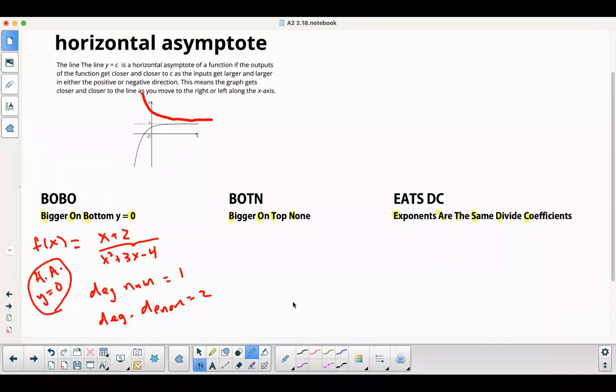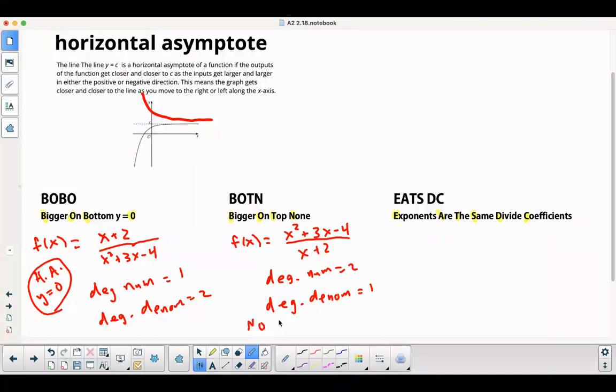Okay? Now bigger on top, none. So if I just had a higher power up top. So if I just switch these two, so it's still a rational function. So I'm going to put the squared polynomial in the numerator and the first power in the denominator. So degree of the numerator is 2, whereas the degree of the denominator is 1. So that'd be a bigger on top. So we have no horizontal asymptote.